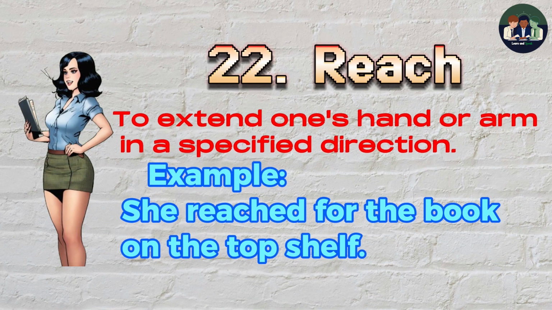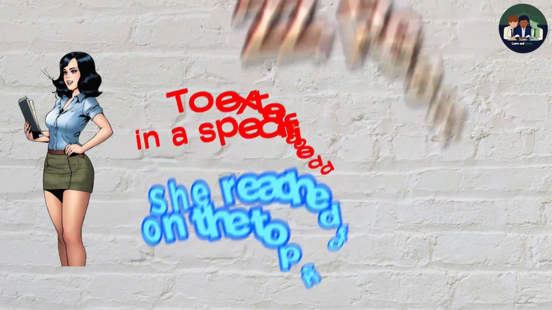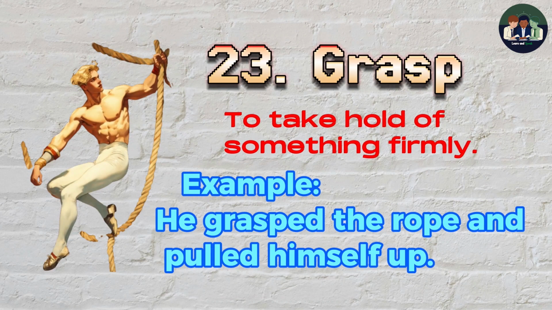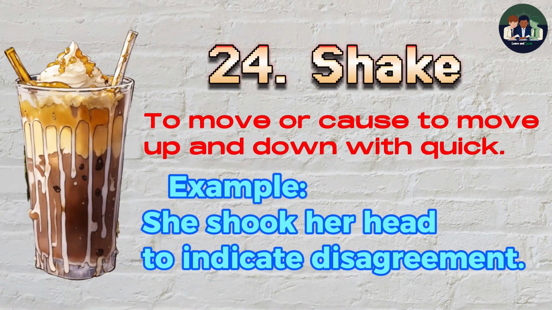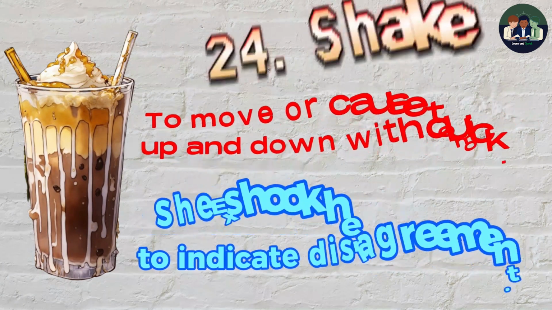22. Reach: to extend one's hand or arm in a specified direction. Example: She reached for the book on the top shelf. 23. Grasp: to take hold of something firmly. Example: He grasped the rope and pulled himself up. 24. Shake: to move or cause to move up and down with quick, jerky movements. Example: She shook her head to indicate disagreement.